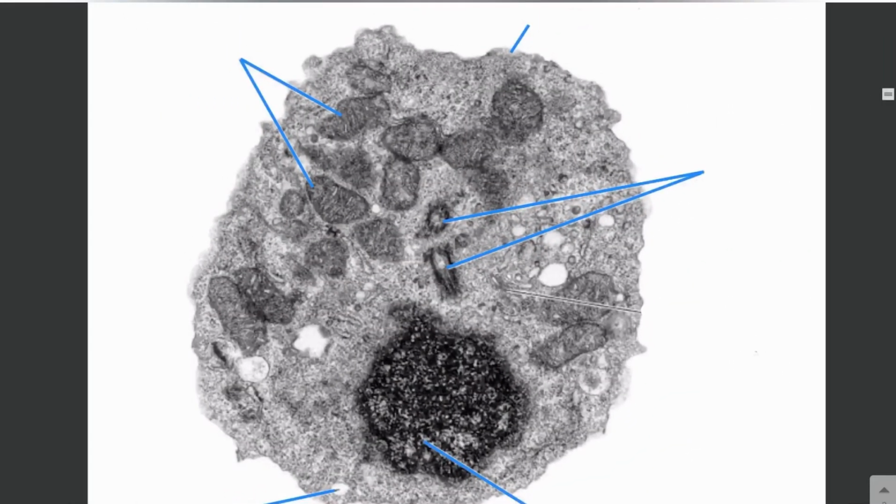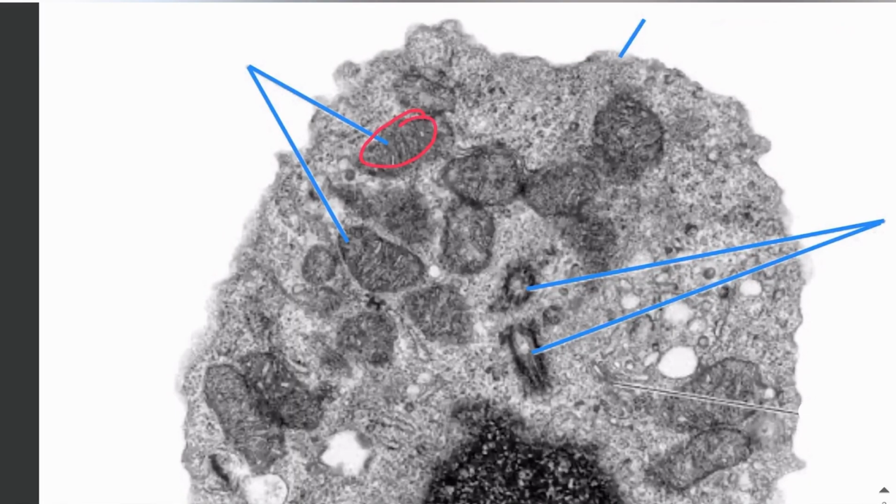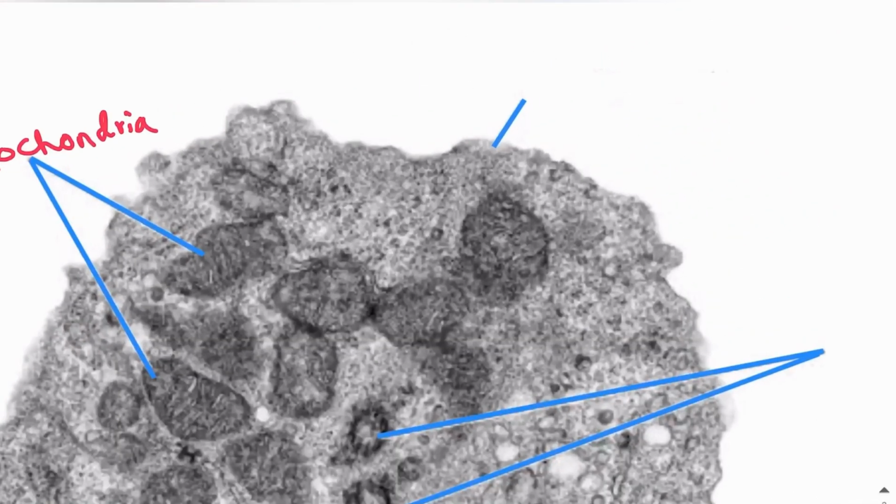So guys, in this picture, I have already placed the labeled lines. So what do you think are these structures? These are mitochondria, right? And what do you think is this structure? This label is for the plasma membrane or the cell surface membrane.